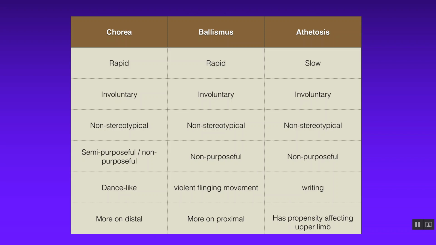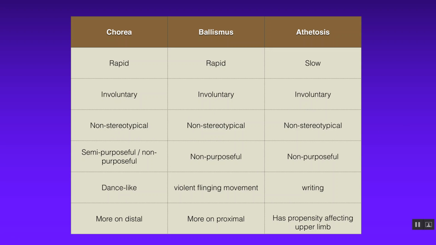Well, let me go to here. So looking at chorea, ballismus, and athetosis. This is a nice little thing that shows you the characteristics of each. Going from top to bottom, chorea tends to be a rapid type movement. Same with ballismus, where athetosis is more of a slow movement. All of them are involuntary, because these are involuntary muscle contractions. You're not in control of them. They're all non-stereotypical. It means they change all the time. They don't do the same move.